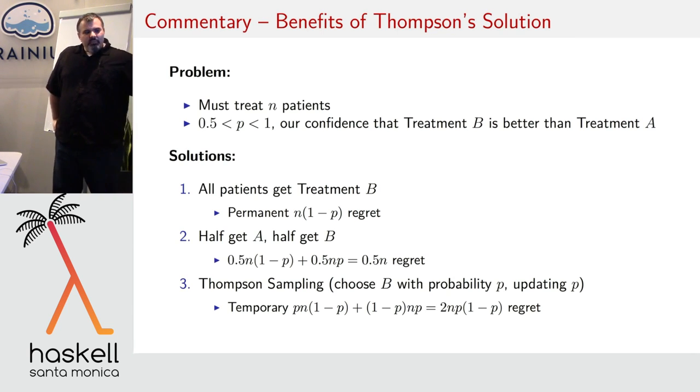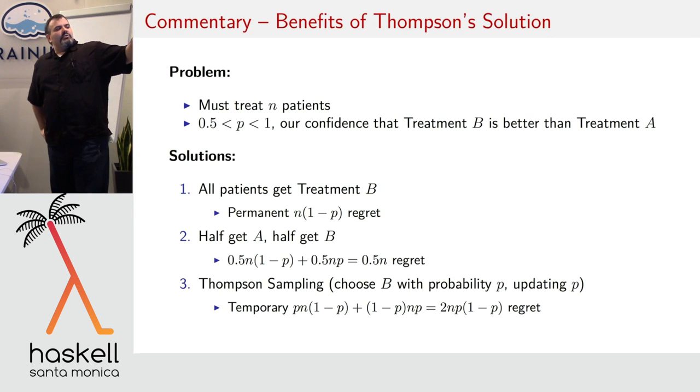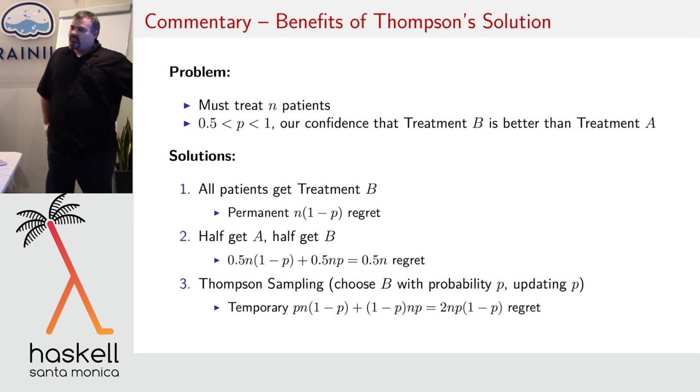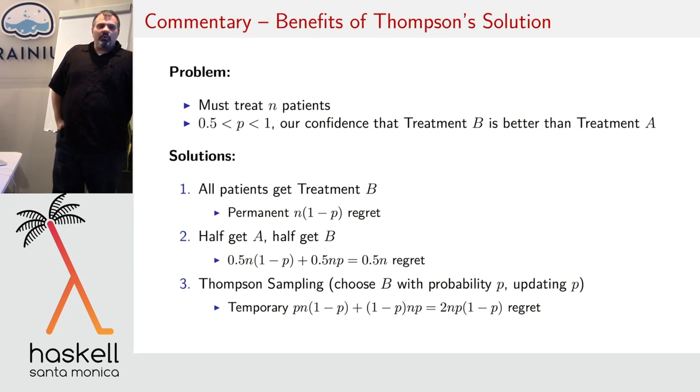So Thompson points out a distinction between a permanent problem, a permanent fact about everyone getting treatment B, and a temporary fact about this treatment. So we say, okay, 75% of the people are going to get treatment B. Here's the chance that B is wrong. 25% of the people are going to get treatment A. Here's the chance that treatment A is wrong. We simplify that, we get 2np times 1 minus p. This is actually larger than giving everyone B.